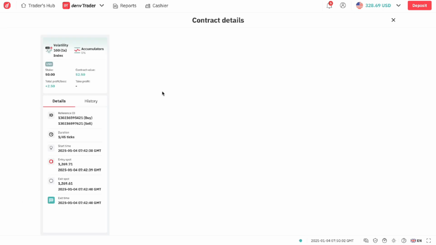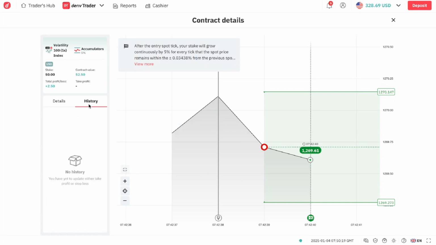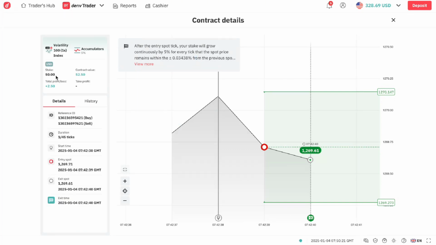And if you click on each of them, you're gonna see after entry spot tick, your stake will grow continuously by 5% for every tick, so long as the spot price remains at plus or minus 0.0 something there. So you can see the details here. So we stake 50, we make 52, not 52, but the profit is actually 2.50. That is why you're seeing it says plus 2.50 there.